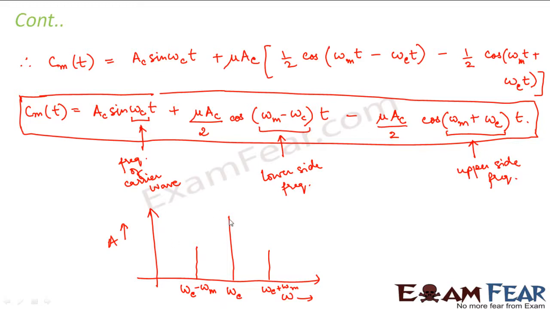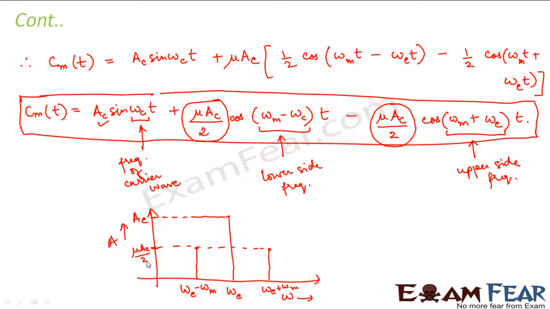Right? Now what is the amplitude of the wave with frequency omega c? It has an amplitude AC. So this frequency corresponds to AC. But the other two waves have the same amplitude, that is mu AC by 2. So these two will have the same amplitude, and that would correspond to mu AC by 2.